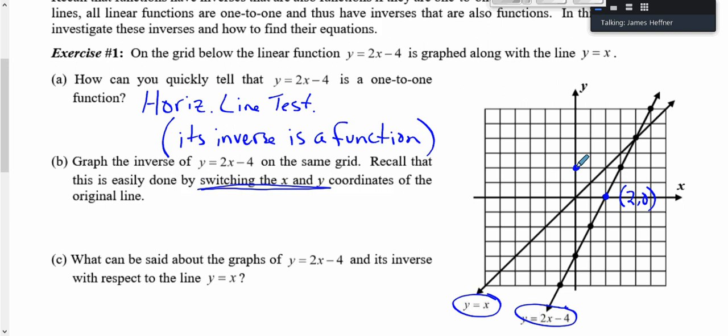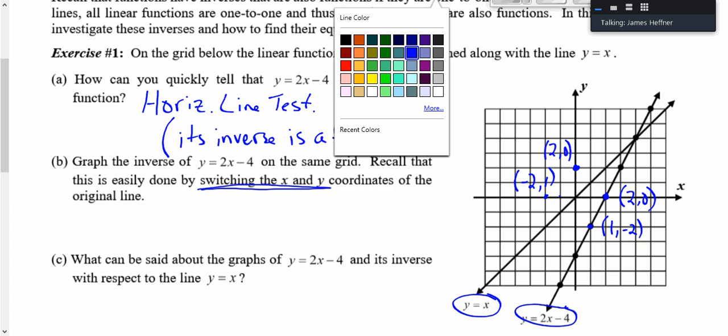Let's pick another point. How about (1, -2)? What would be the inverse of that? (-2, 1), right? So we have (0, 2) and (-2, 1), and we only need two points to find a line, right? So we could go ahead and graph that line, couldn't we? I'm going to use a straight edge here, I think. Graph that, arrow on it. Let's do a different color. How about green? Okay.